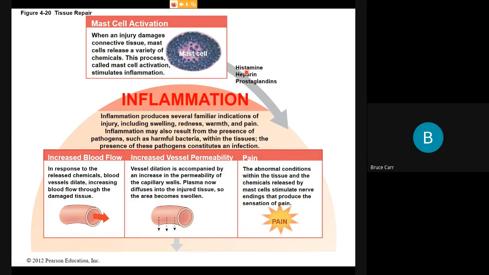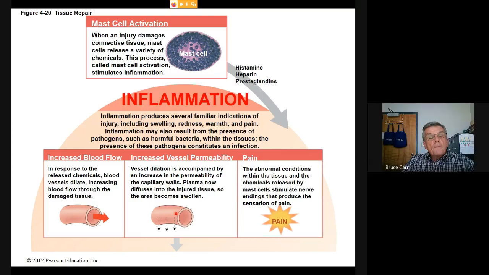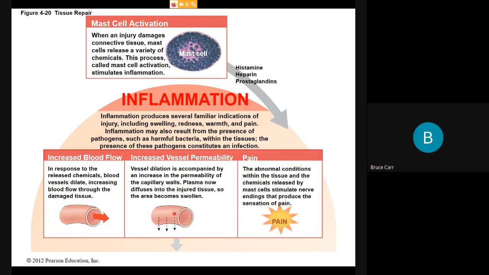These are damage chemicals. Histamine, how many times have you heard histamine and antihistamine? Heparin and prostaglandins, all of these indicate a site of damage. And what these chemicals do is they promote a general response called inflammation. What happens? The histamine and other chemicals dilate the blood vessel and blood flow increases to the damaged region. It also makes the vessels more permeable so that plasma and fluids leave the blood vessels and basically suffuse or fill up the tissue in the damaged area.